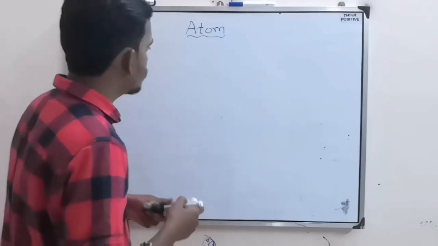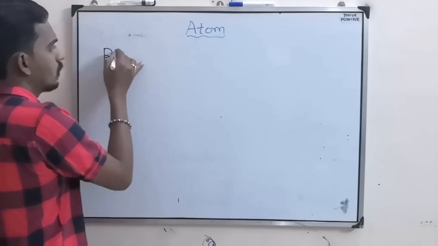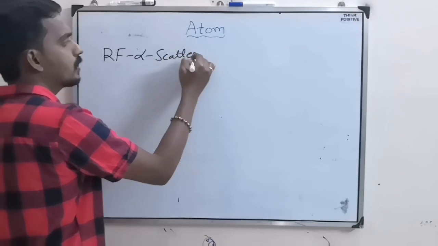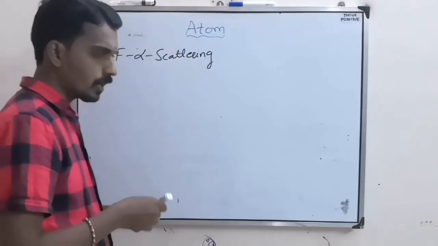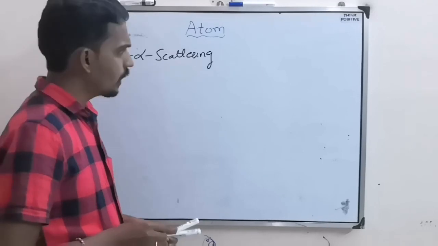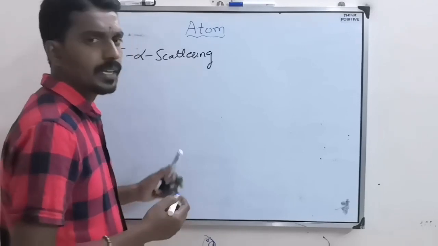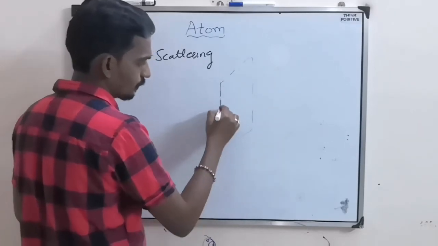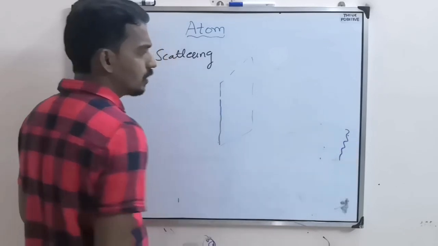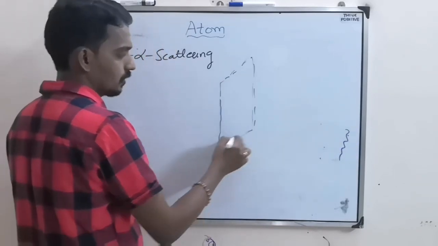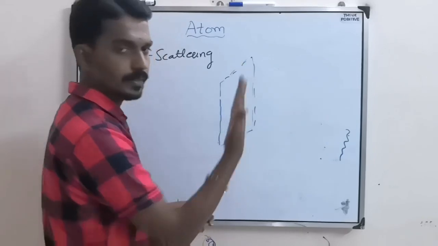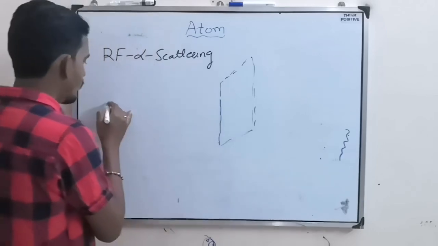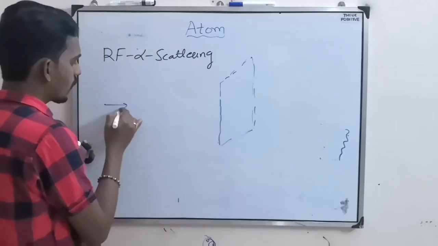Now the very first thing is the Rutherford alpha scattering experiment, where what he has done is he has taken one gold foil. Foil means it's like a sheet. And he sent a beam of alpha particles towards it.